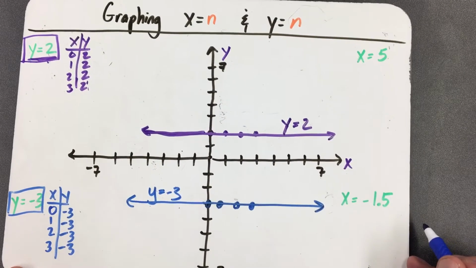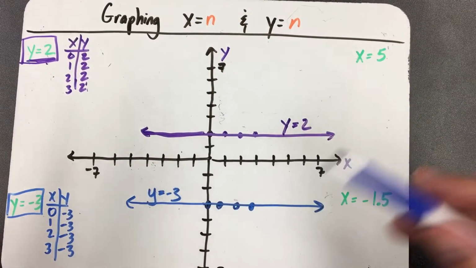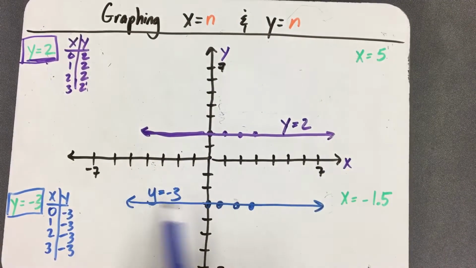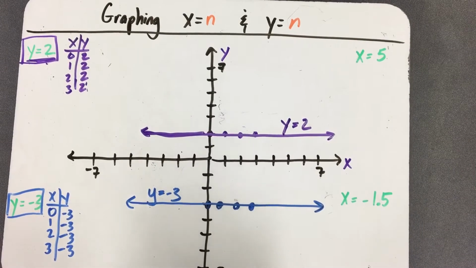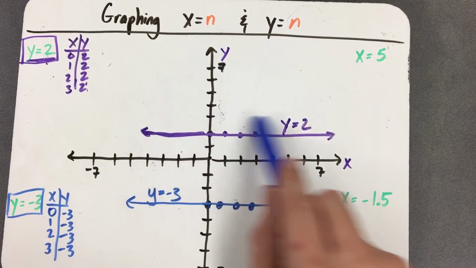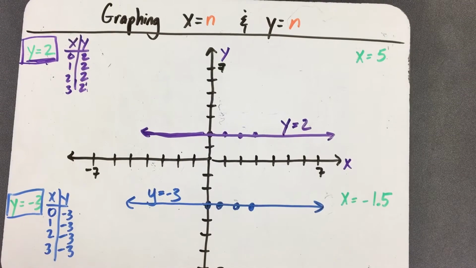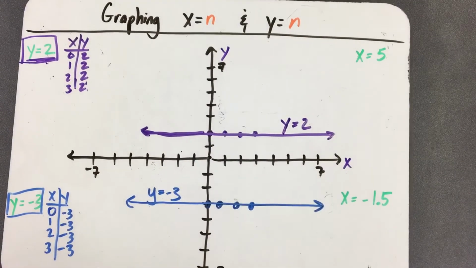So whenever you have y equals 2, y equals -3, y equals 1, y equals 0, y equals anything, it's always going to be a horizontal line straight across. This is a line that has 0 slope. It is completely flat. I'm not going uphill. I'm not going downhill. I could walk across this. I could run across this. I would not be changing elevation at all. That's whenever it is y equals.